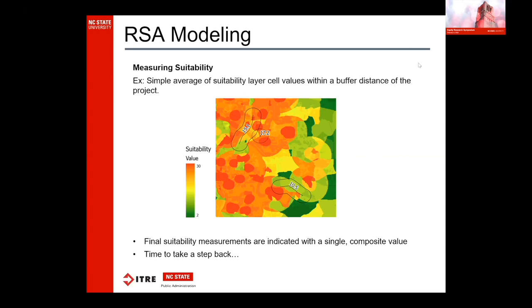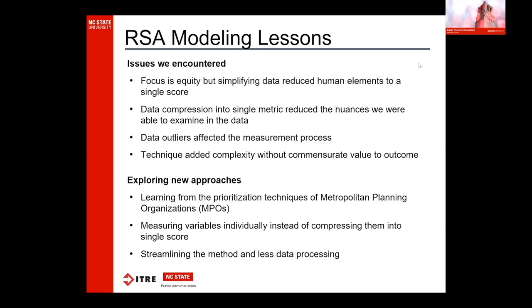And then we decided to take a step back and look at what we've learned and take stock of what we did and didn't like so much about this process. So first, the issues we encountered. Our focus here is on equity, but we also noticed that in simplifying data, we were over-compressing those human elements into a single score.